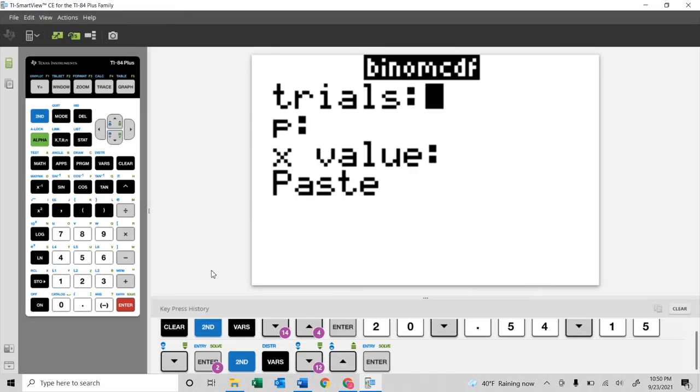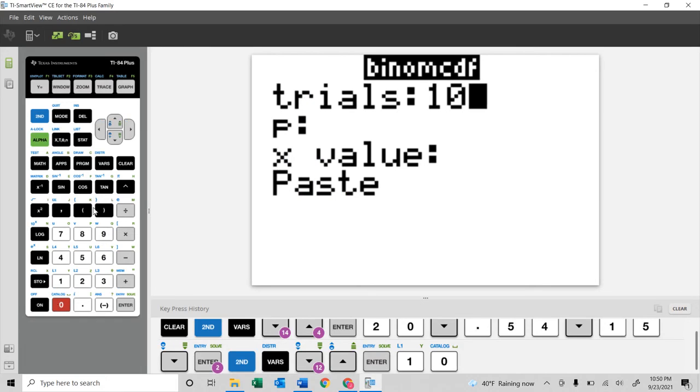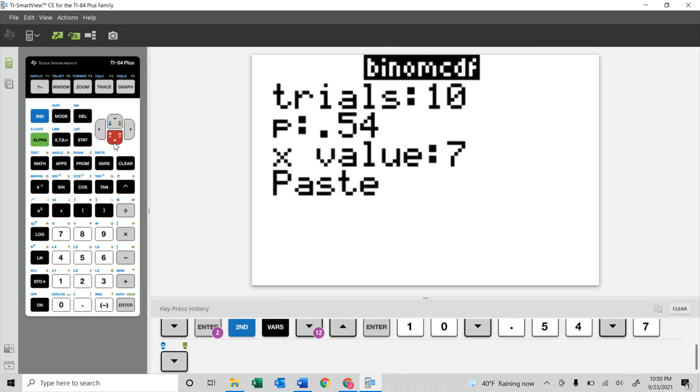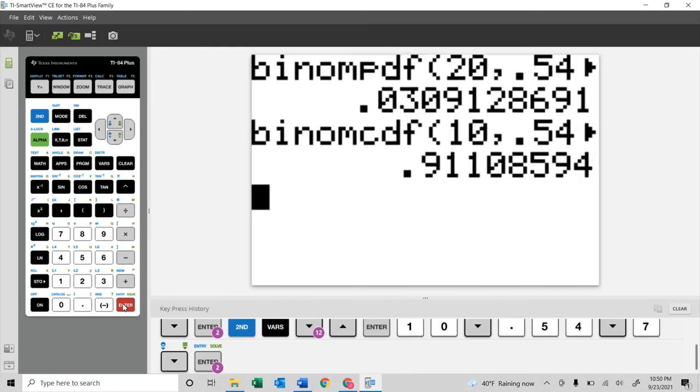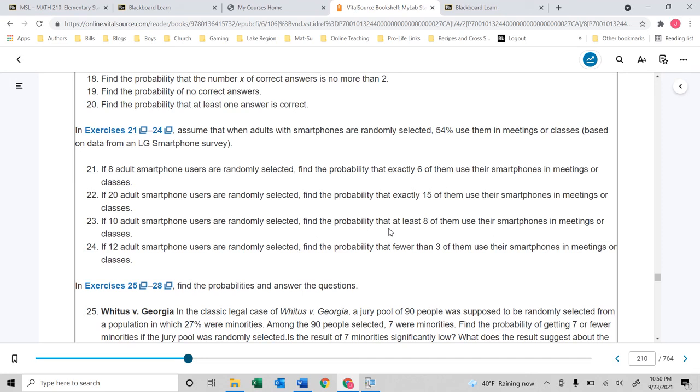So when I put this in, I'm going to put in how many ever trials I had, 10. Okay, and this is still 0.54, but I'm going to put in 7, and then I'm going to paste it. So this is what I want to take away, and I'm going to do 1 minus this value, 0.099, is the probability that I get at least 8. So 8, 9, or 10, I have a 9% probability that I get that back as my result.